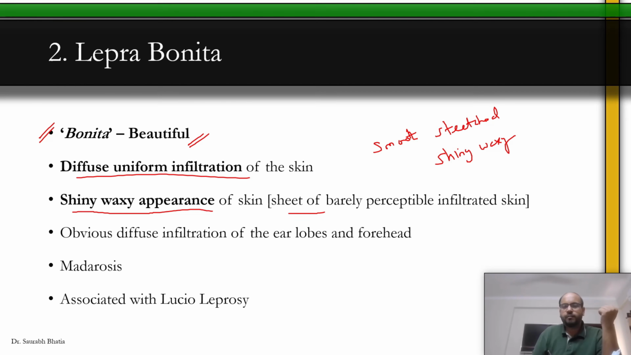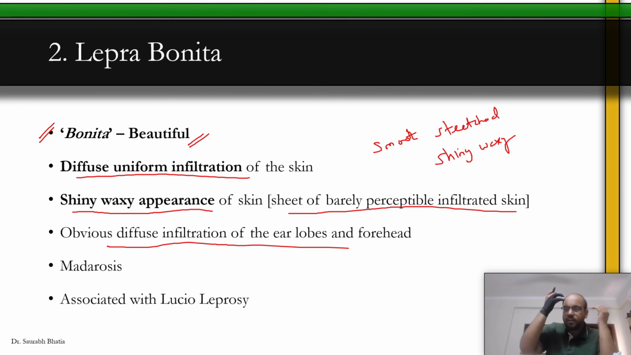You have a sheet of barely perceptible infiltrated skin. You don't see the leonine facies that we see in lepromatous leprosy. We see a diffuse infiltration with shininess and waxy nature of the skin. There's obvious diffuse infiltration of earlobes and forehead. It is a diffuse infiltration, not like the nodular or plaque-like infiltration that we see in the lepromatous pole. Madarosis is present, the loss of eyebrows is there, and it is associated with Lucio leprosy by multiple authors. Some authors regard this as a separate presentation, while some others regard it as a part of Lucio leprosy.